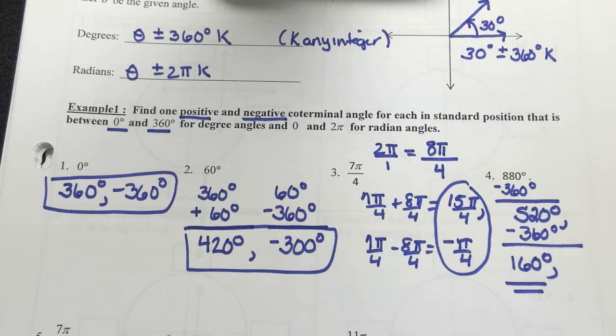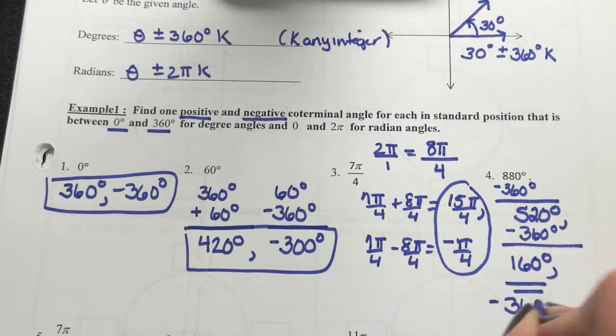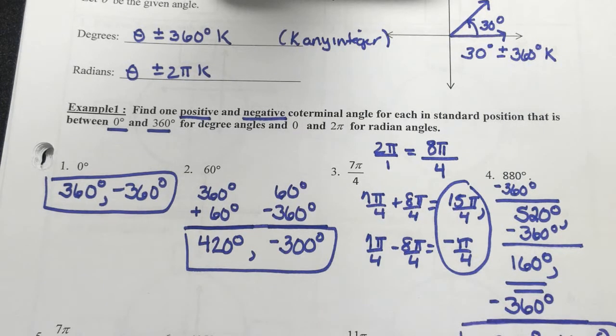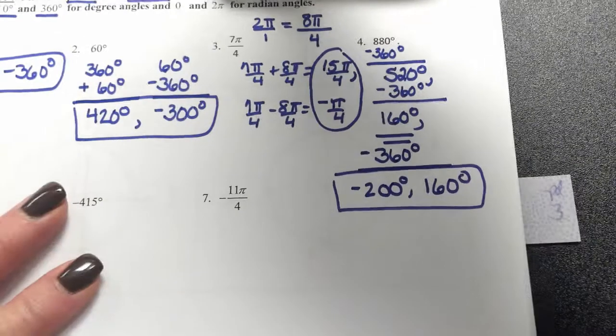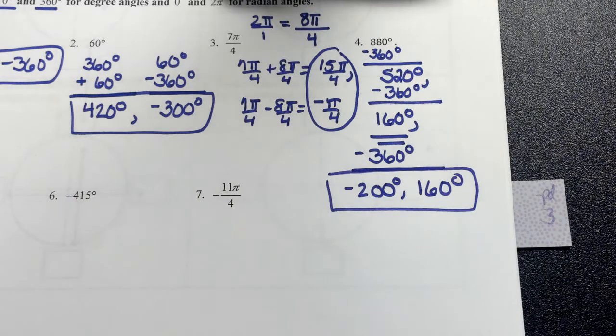So any questions on that one? Now, you still have to give me a negative. So what are we going to have to do with 160? We're going to have to subtract what again? Subtract another 360. So if I subtract another 360 from 160, what's that going to give me? Negative 200 degrees. So negative 200 degrees and 160 degrees are your coterminal angles. When you're doing coterminal angles, you want to find the angles between 0 and 360 or 0 and 2 pi if you're given an angle that's not between 0 and 360 and 0 and 2 pi. Okay? So any questions on that?